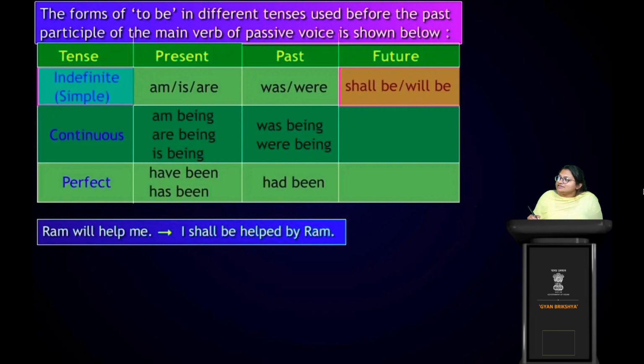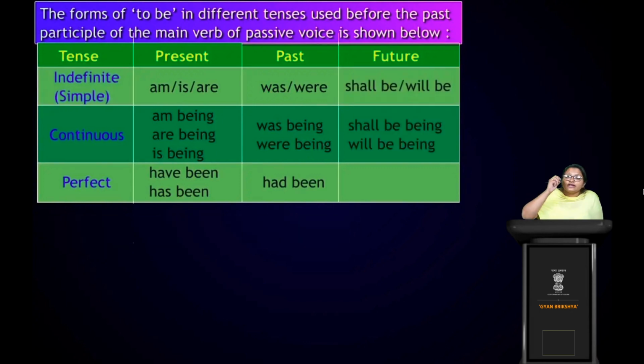Clear? Similarly, in case of continuous, as I already told you, in any tense, ing gets changed to being. That is a rule without any exception. You have to remember present, past, future. Ing gets changed into being.